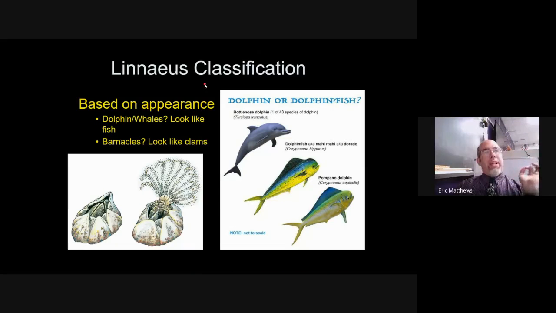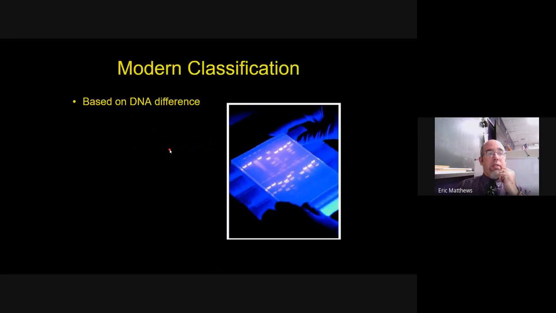So the problem with Linnaeus's classification was that it was totally based on appearance. You take a look here, a dolphin, and these are dolphin fish. They were put into the same category because, once again, they look kind of similar with that forehead melon thing, and that they swim in the water and they eat other things. And barnacles, like we mentioned, look like clams, even though they are not related to them. So we needed to move beyond that.